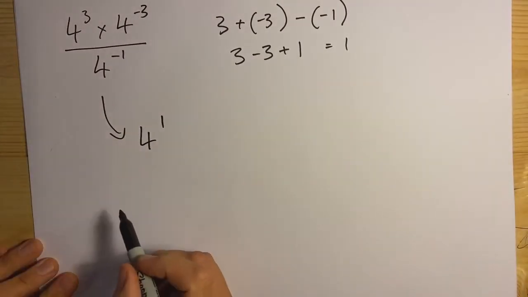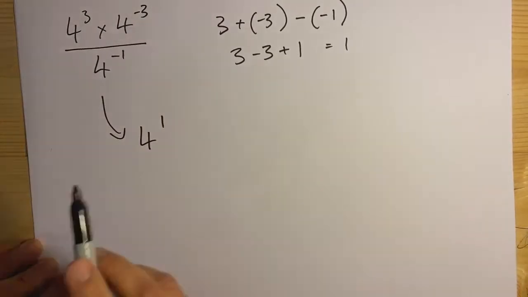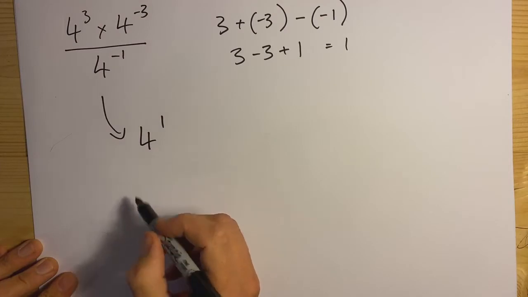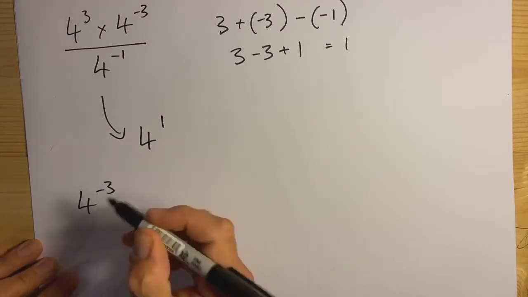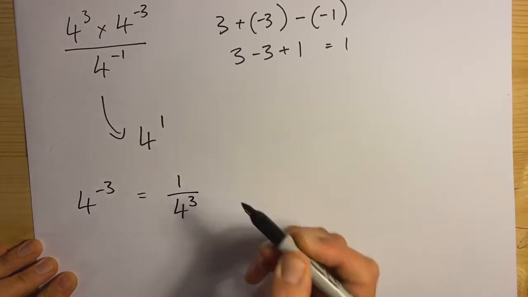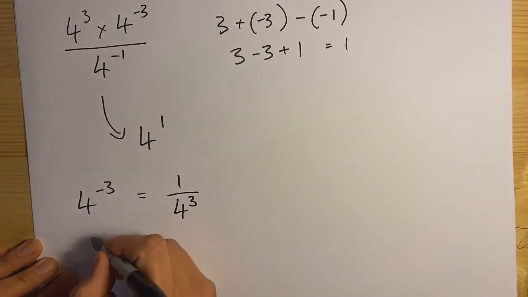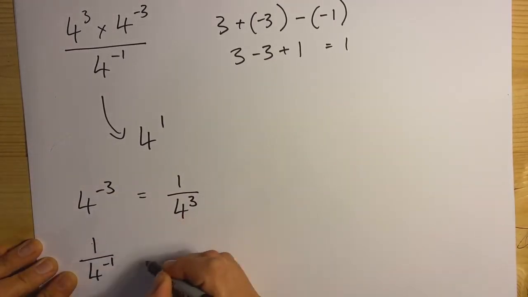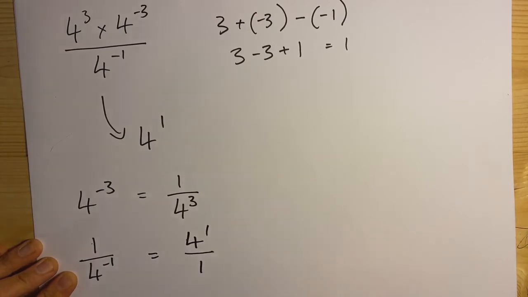Now we could look at this a different way and say, look at our to the power of minus 3. So I think some people are confused with this. If I write 4 to the power of minus 3, that's the same as writing 1 over 4 cubed. And similarly, 1 over 4 to the minus 1 is the same as 4 to the power 1 over 1, which is the same as 4.